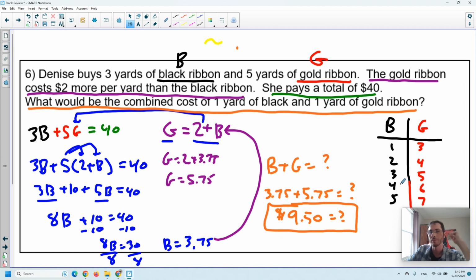But when I go to here, 3 times 4 is 12, 5 times 6 is 30. If I add those up, I'm at 42. I'm too much. I've paid too much. So I know the answer had to be between 3 and 4 for black and 5 and 6 for gold, just from my table. So I can use the table to do more than just generate the equation. I can use the table to help me out to solve the problem. But that's number 6. That's kind of a long one.